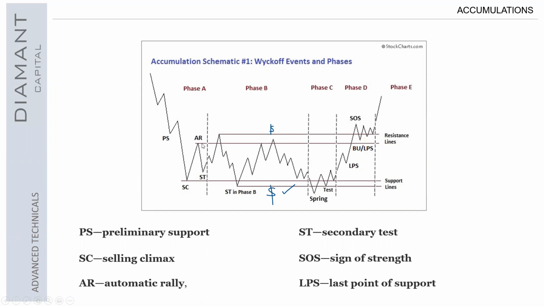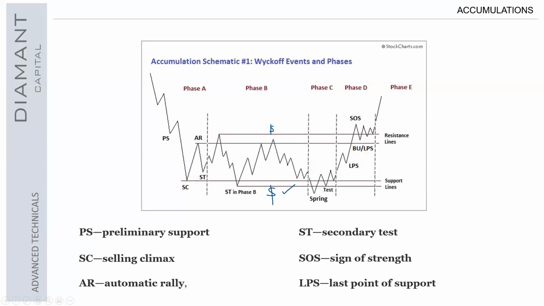Now, every single schematic is not going to be the same, but they're going to be quite similar in the way they look, and you'll be able to differentiate the different types of phases. Once you get that automatic rally, so you've got the PS, SC, automatic rally, you get the secondary test. That secondary test has to be within the selling climax. So at that point, you're still in bearish structure. You still haven't got any kind of breaker structure at the top. You've simply just got the AR and the ST, so you're still within this range. Then you start to see a tiny breakout, but it's still within that range.